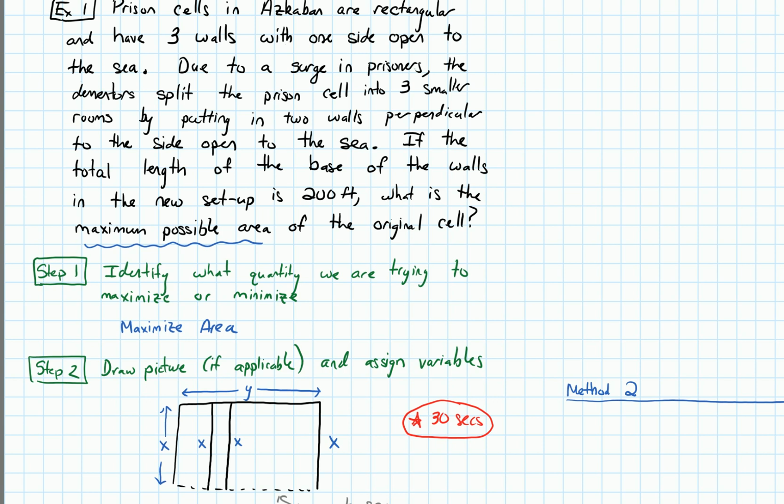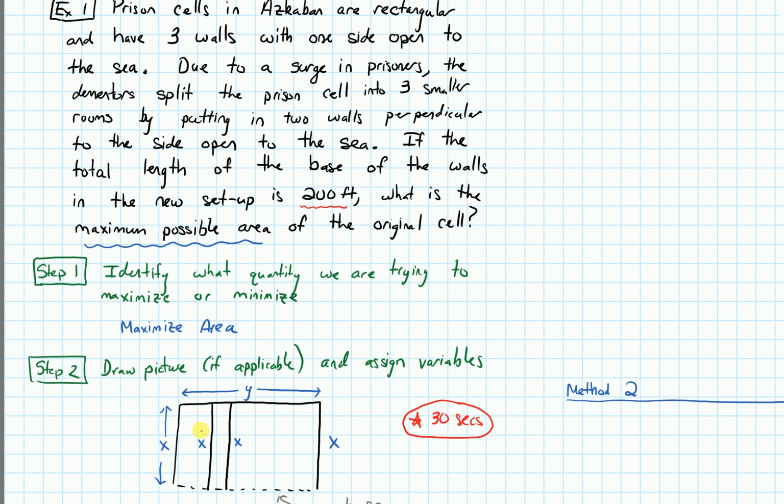Alright, so hopefully you've done that. Hopefully you spent about 30 seconds thinking about what this other equation is, what this other piece of info that the problem gives us to get this second equation. And it turns out that second piece of info tells us that the total length of the base of the walls in the new setup is 200 feet.